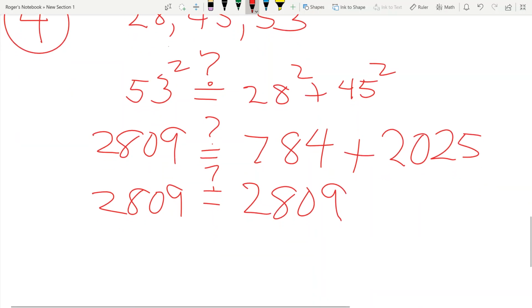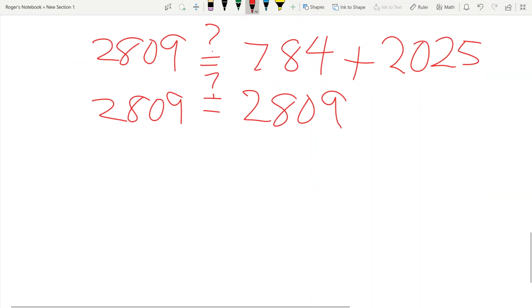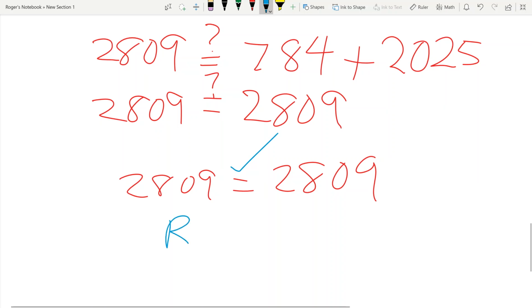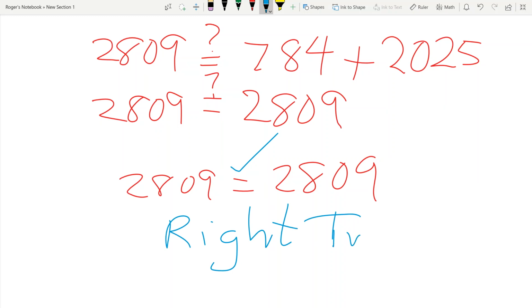So what do you think? Is a squared plus b squared equal to c squared? Well, according to what we've just seen here, yes. 2809 equals 2809. And the way we show that we've done it, we have our thing proved, we say check. Yes, this is a right triangle. Okay. It is a right triangle.